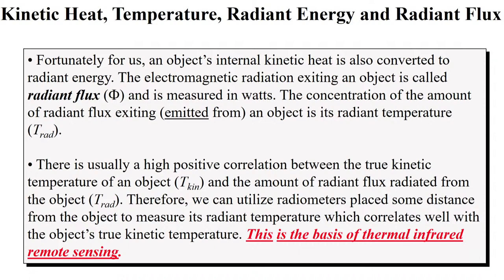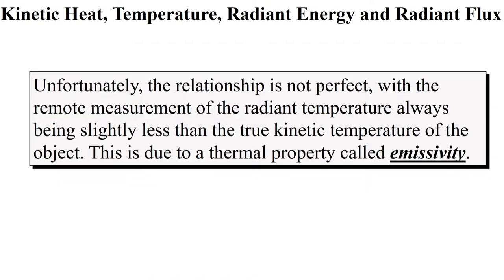With the help of radiometers, one can easily measure the radiant temperature, and when the radiant temperature is measured, we expect that the kinetic temperature, or true temperature, could be easily measured. But unfortunately, the relation is not perfect, because the internal temperature is proportional to the kinetic temperature, but emissivity plays an important role. So emissivity is the thermal property which is going to change the values of the radiant temperature.